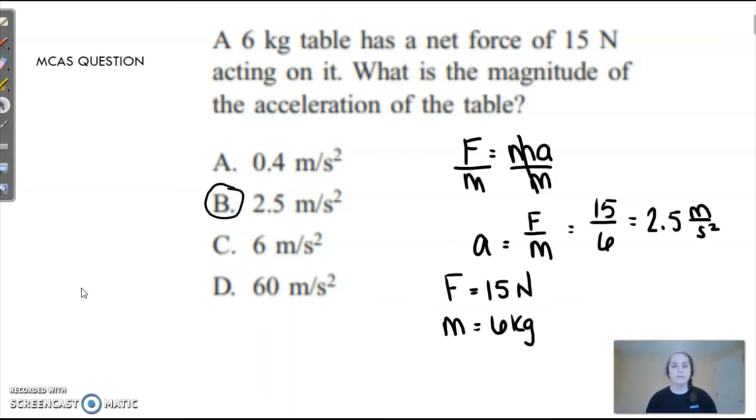We are given the net force as 15 newtons, and we're also given the mass of 6 kilograms. So we have identified our knowns, and now let's solve for the acceleration, our unknown. We write down Newton's second law, F is equal to ma, but we have to rearrange. We divide by mass on both sides, and that leaves us with acceleration is equal to your net force divided by your mass. Our net force was 15, our mass was 6, so we have 15 divided by 6, and that equals 2.5 meters per second squared, so your best choice is B.